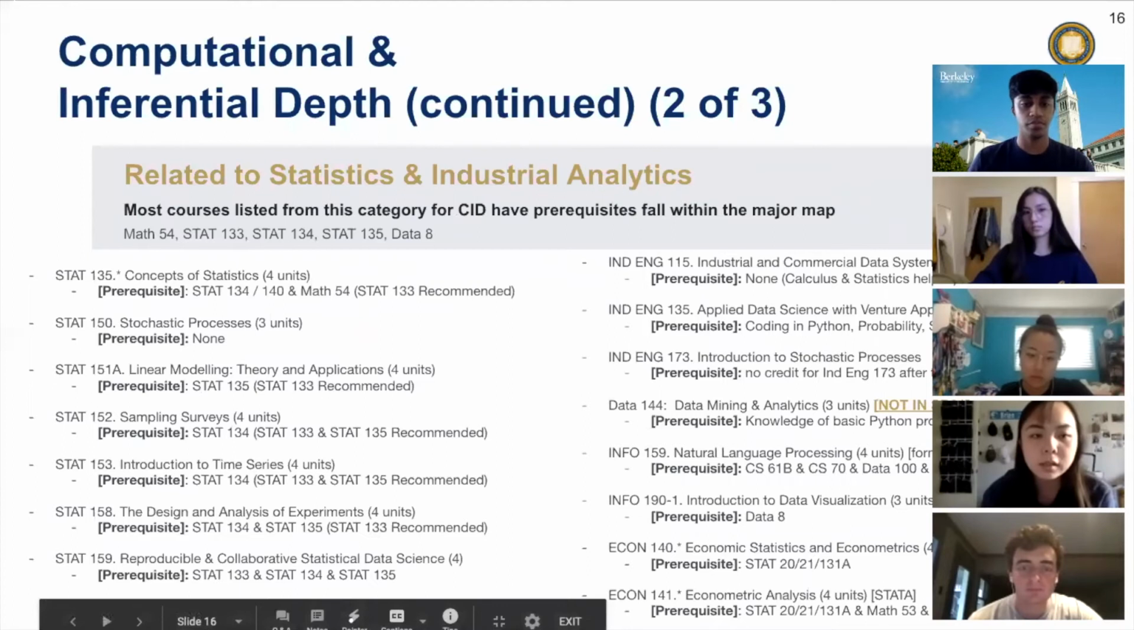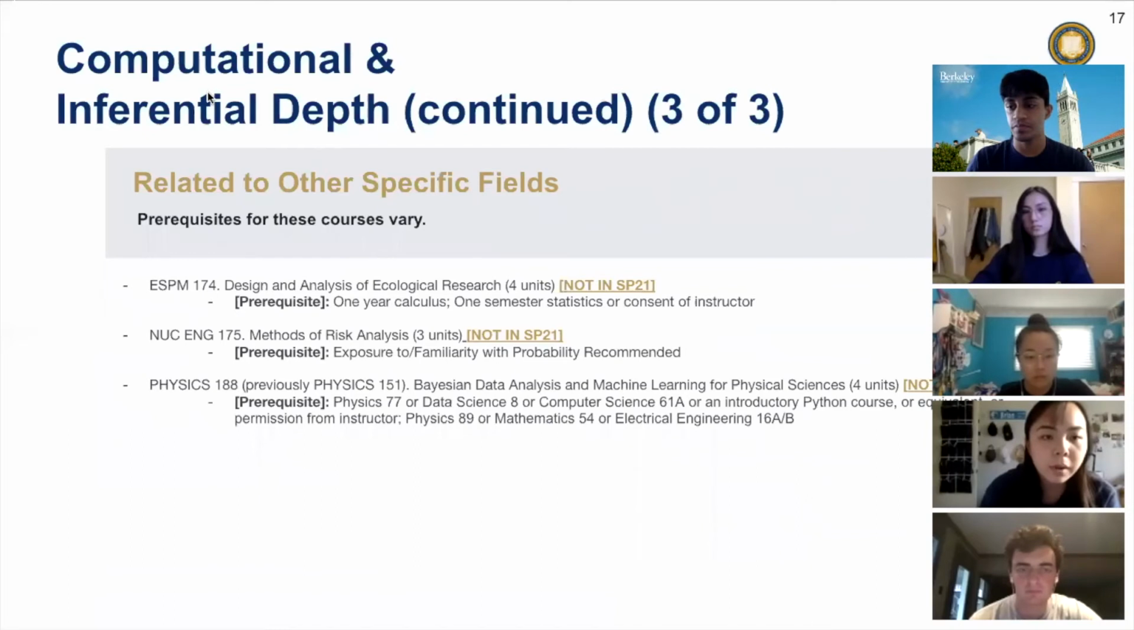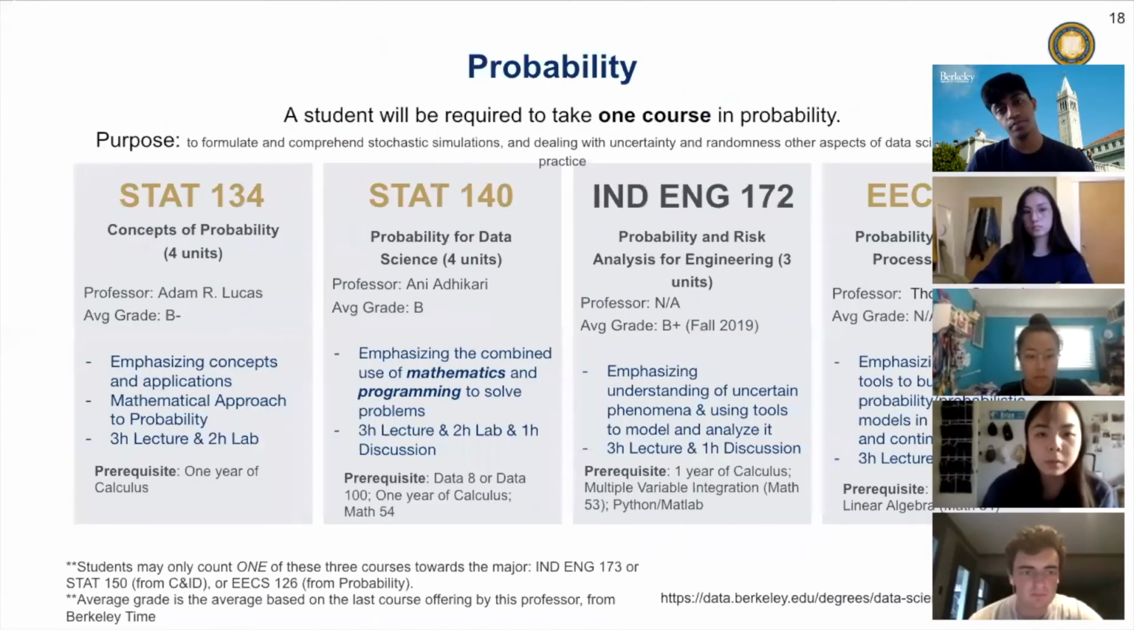And this is just a second slide of different departments that you can use to fulfill, for statistics and industrial analytics. And these are some other ones, nuclear engineering and physics, but they're not available.